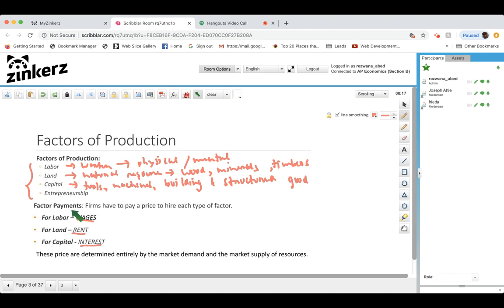And these prices, just like we saw in the product market, where the price of goods and services is determined by the market forces of supply and demand, work the exact same way in the factor market. The prices of these factors are determined entirely by the market demand and market supply of resources or factors. Any questions so far?